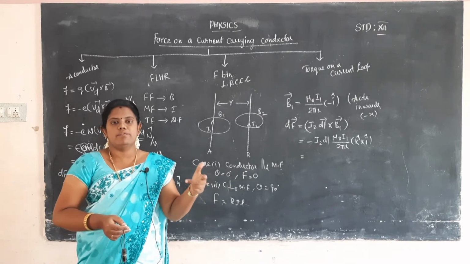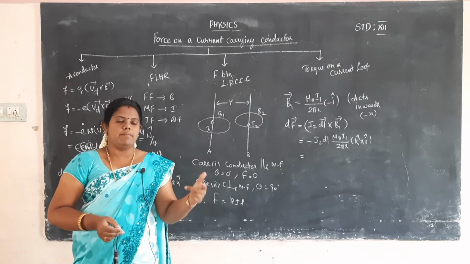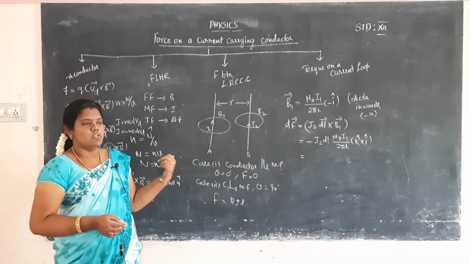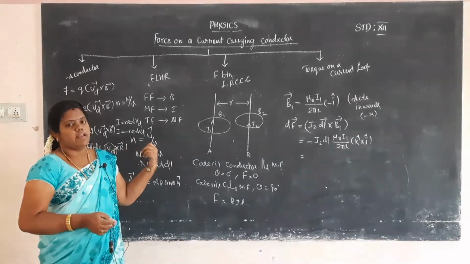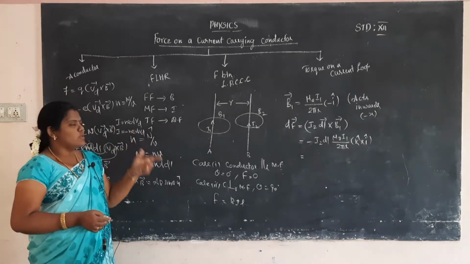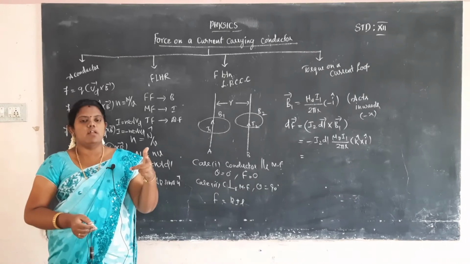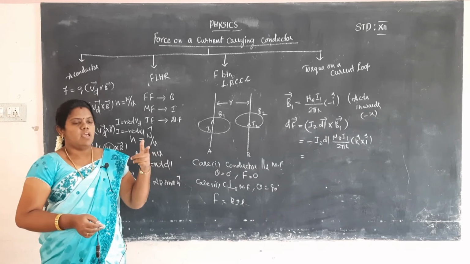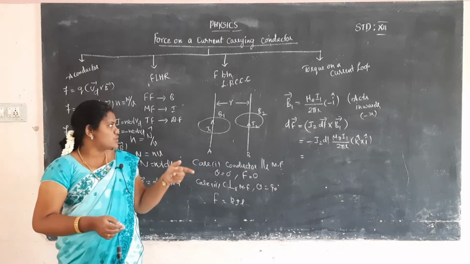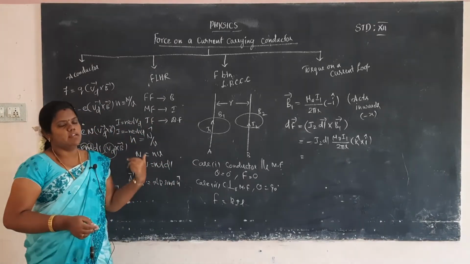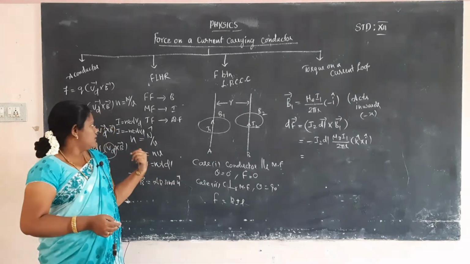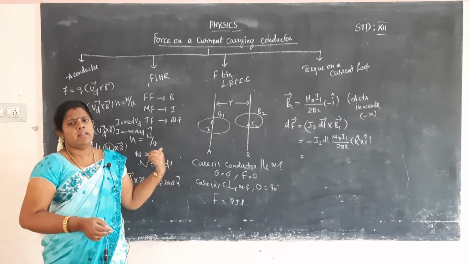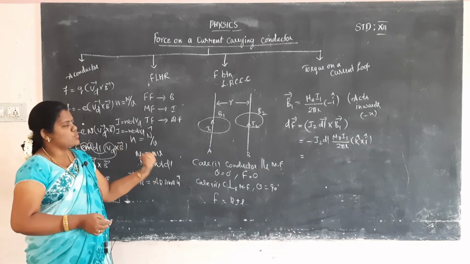This is Fleming's left hand rule, stated by Fleming. It tells the rule about the force on a current carrying conductor. Stretch your forefinger, middle finger and thumb mutually perpendicular with one another. The forefinger represents the direction of magnetic field, the middle finger the direction of current, and the thumb the direction of force acting on the current carrying conductor. That is Fleming's left hand rule.